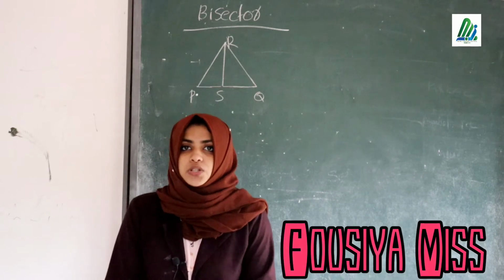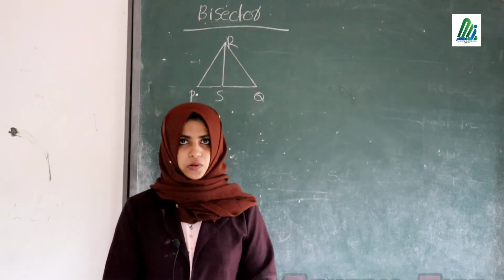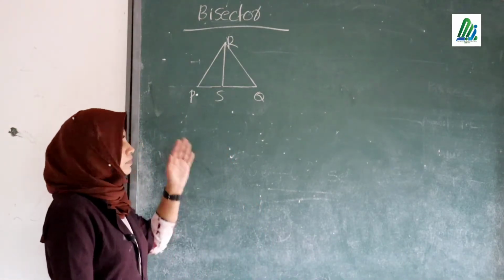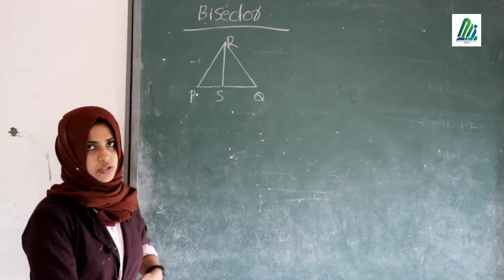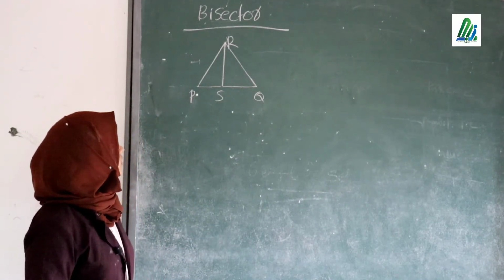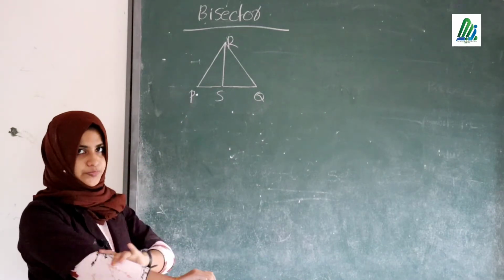Good morning. So today we are going to learn the last topic of the chapter on triangles, which is the bisector. So this is the last topic in this chapter. So let's see. Look at this triangle.